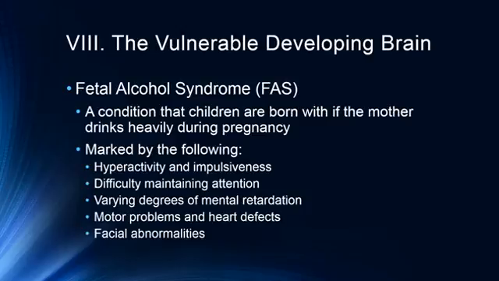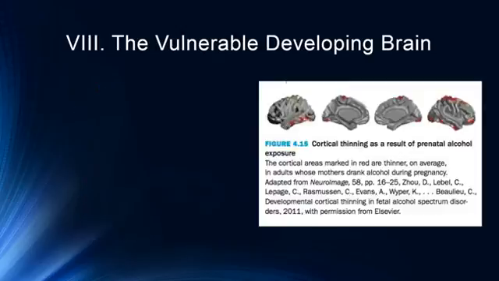Fetal alcohol syndrome is marked by hyperactivity and impulsiveness, difficulty maintaining attention, varying degrees of mental retardation and developmental disability, some motor problems and heart defects, and facial abnormalities. The facial abnormalities are the clearest part of fetal alcohol syndrome, in that there's a clear facial structure that you can identify.